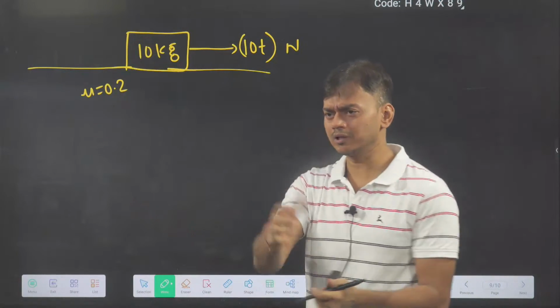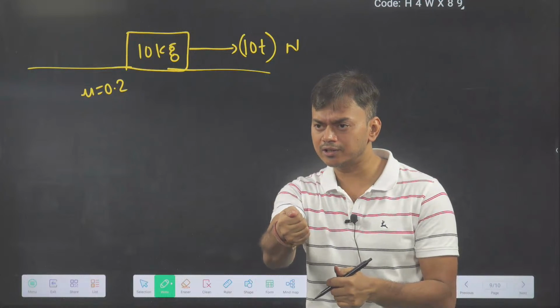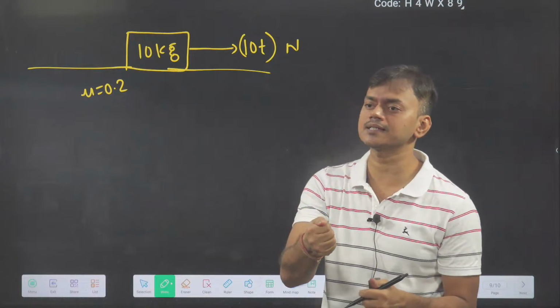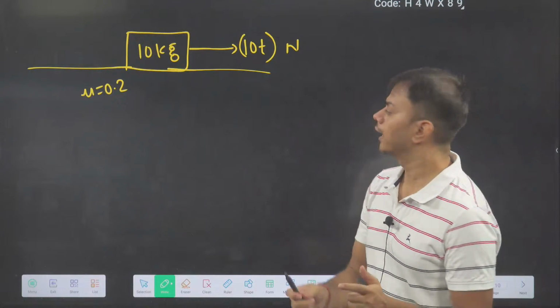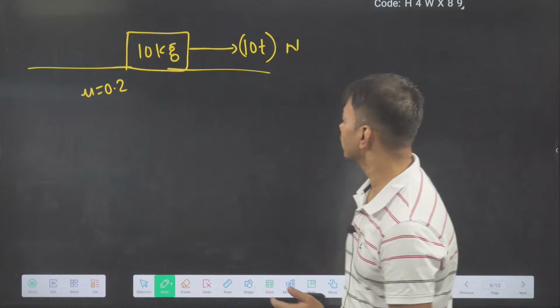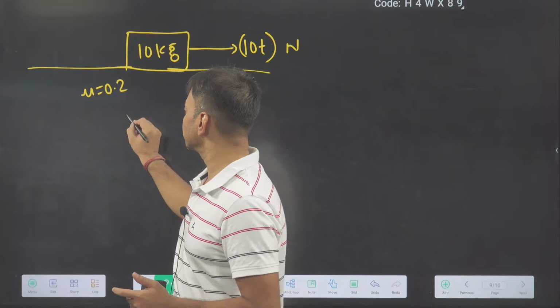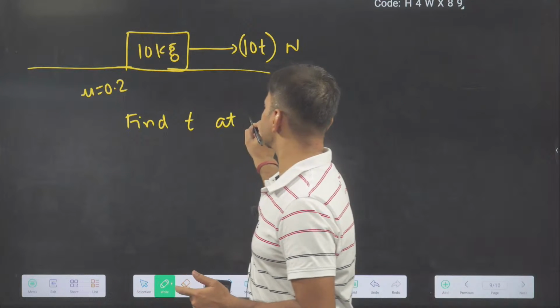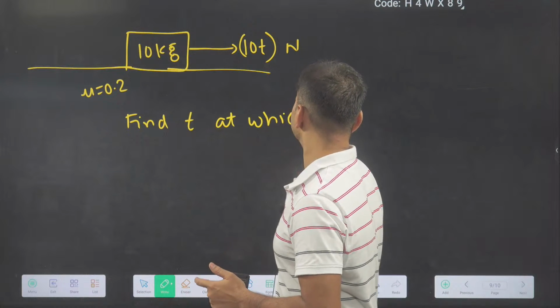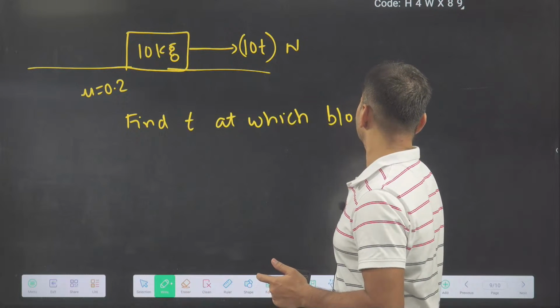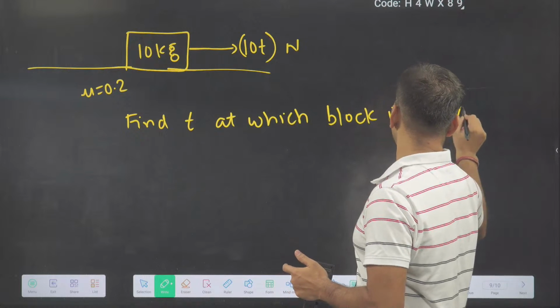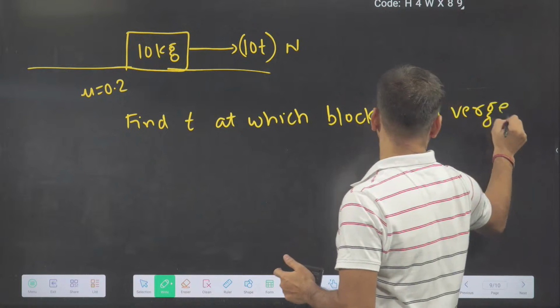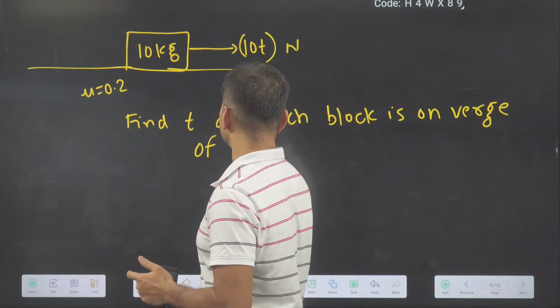Okay, you can do it yourself. On the bench you can apply a slightly increasing force with time. Initially the force is less, you will not be able to drive the bench, and if you increase it, you will be able to drive the bench. See, I can ask you, find t at which the block is on the verge of sliding.